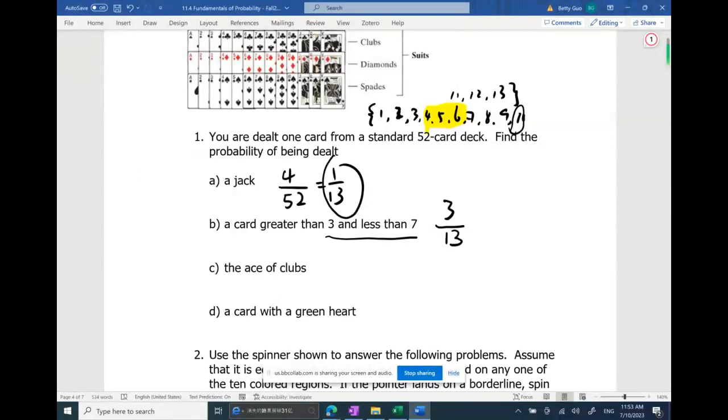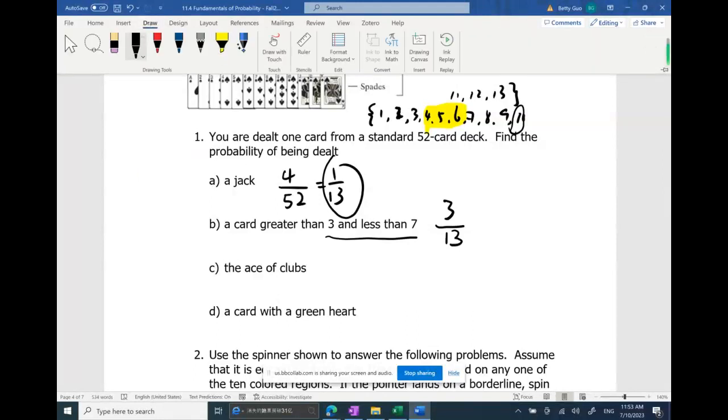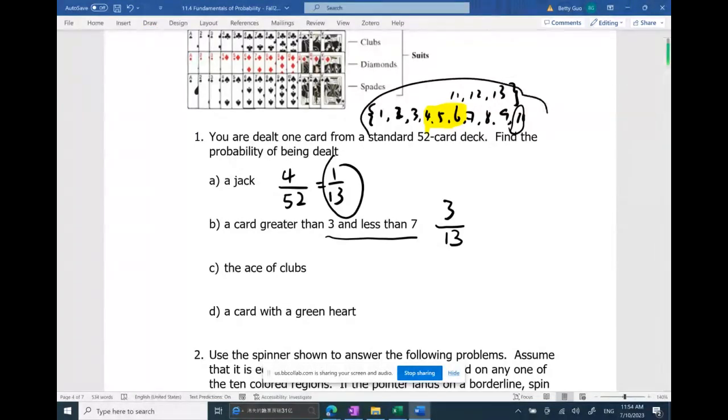Part C, the ace of clubs. Since this event specifies what suit the card is, this sample space doesn't work anymore, okay? Now we would have to consider the sample space as a set containing all the 52 different cards. In that case, the denominator would be 52. And how many of those 52 cards are the ace of clubs? We only have one ace of clubs, right? So 1 over 52.